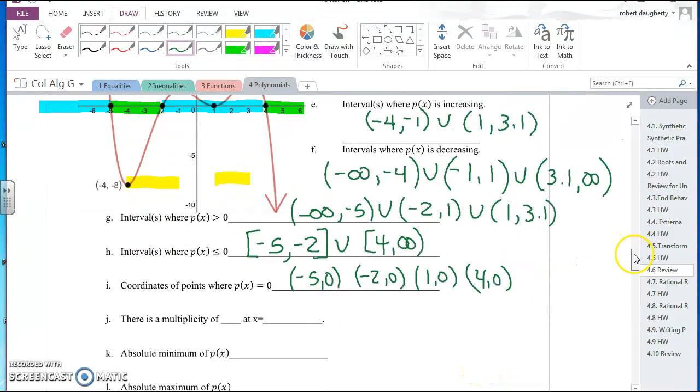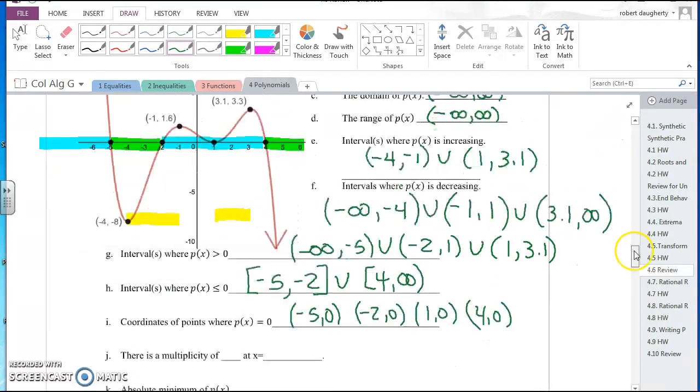Next question is any multiplicity. I can tell it crosses the axis at -5, -2, and 4, but it does not cross at 1. So it looks like I have a multiplicity of 2 at x equal 1, because I can tell that the graph does not cross the axis at that point.